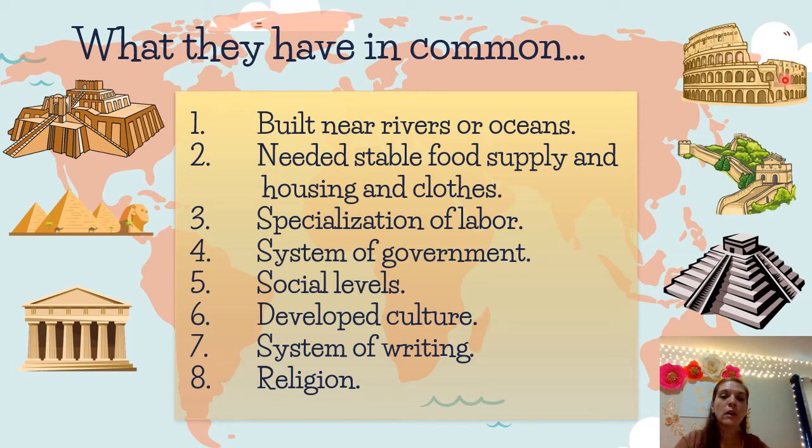And number 7, they all had their own system of writing, okay? You've seen the Egyptian writing, the hieroglyphics, the drawings on the walls. Not everyone writes like us with our letters A, B, C, D. No, they had their own system of writing and their religion, okay? So we're going to learn about all different things like that.